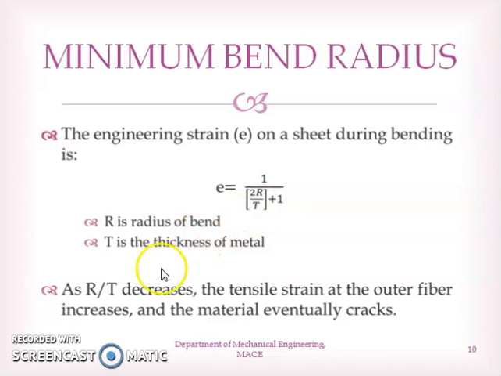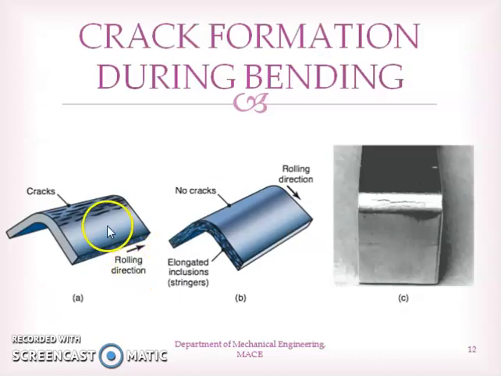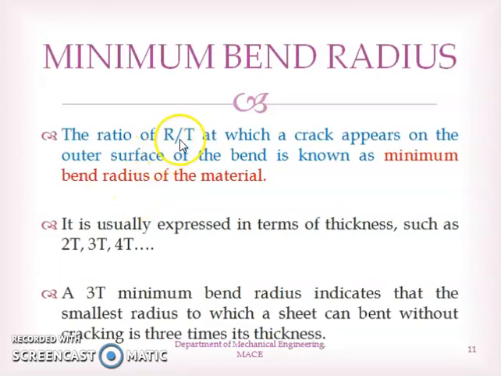So we can say that as R by T decreases, the tensile strain at the outer fiber increases and the material eventually starts cracking. Cracks will be formed during bending like this if you are not selecting the R by T ratio properly, or if you are not calculating the minimum bend radius. The ratio of R by T at which the crack appears on the outer surface of the bend is known as the minimum bend radius of the material.